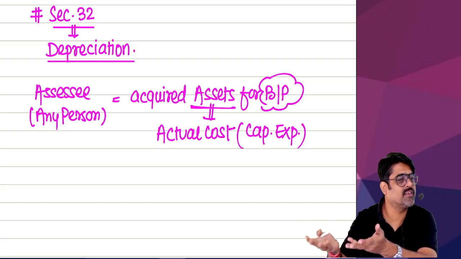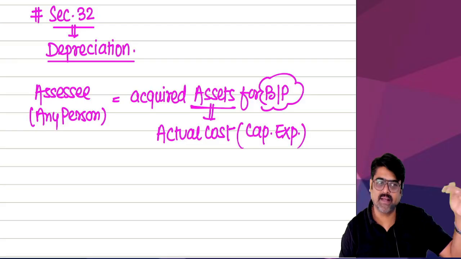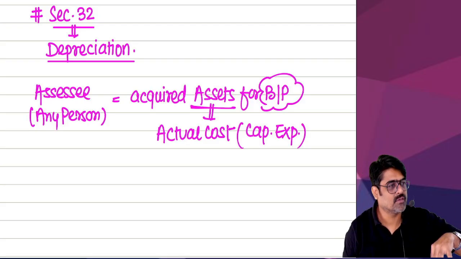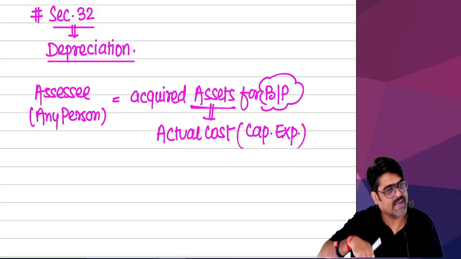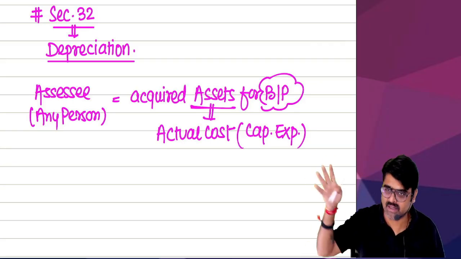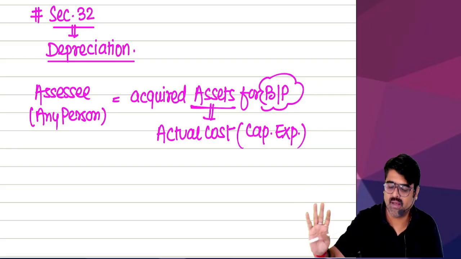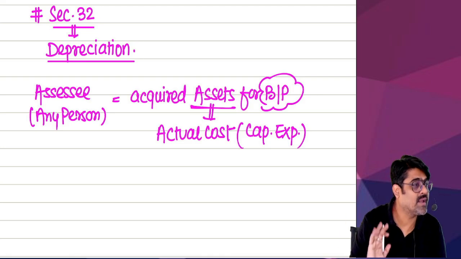I am not doing this expenditure for my personal purpose. To run my business, I need assets. Yes or no? And I have acquired those assets for my business or profession. So I am incurring an expenditure for the benefit of my business or profession. So the expenditure is related to my business or profession. Yes or no? Should it be allowed as a deduction? But it should not be allowed at once.